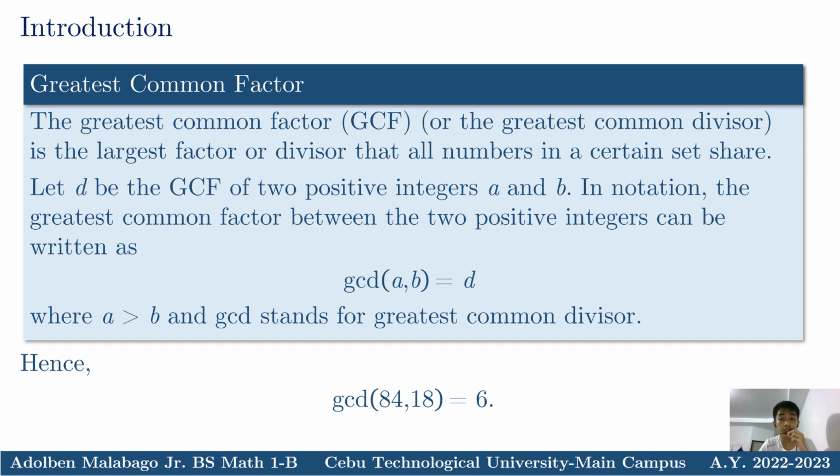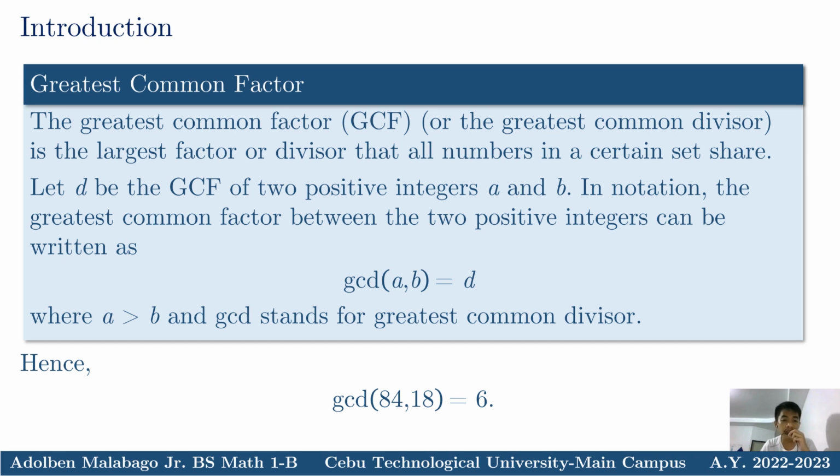Now, let's have the definition of GCF. So here we have greatest common factor. The greatest common factor, GCF, or the greatest common divisor, is the largest factor or divisor that all numbers in a certain set share. Let D be the GCF of two positive integers A and B. In notation, the greatest common factor between two positive integers can be written as GCD of A and B equals D, where A is greater than B and GCD stands for greatest common divisor.